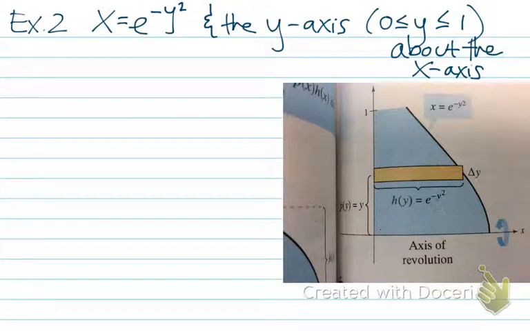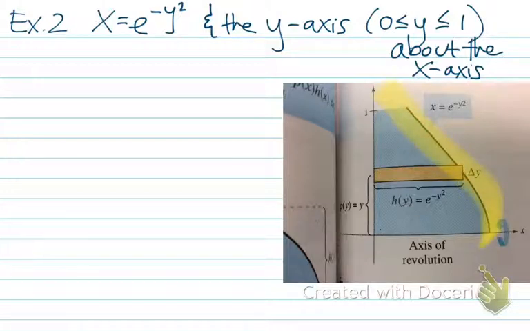Alright, so here's example 2. They're saying to find the volume of the solid of revolution formed by revolving the region bounded by the graph of x equals e to the negative y squared and the y-axis from 0 to 1 about the x-axis. So here you can see a picture of that graph. So this is the graph of x equals e to the negative y squared.